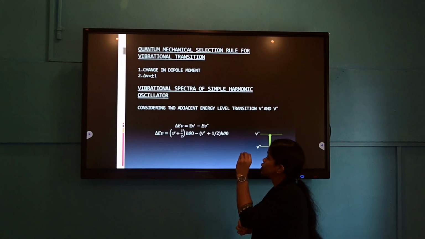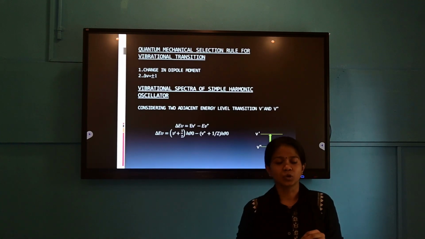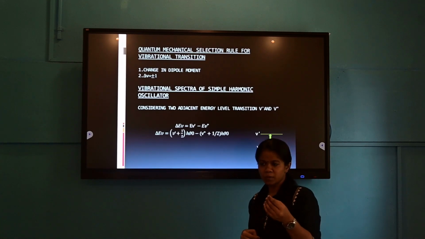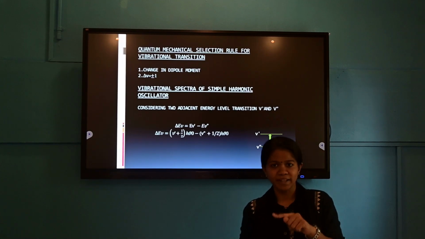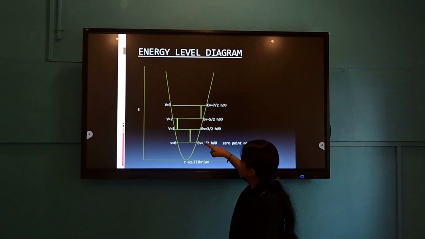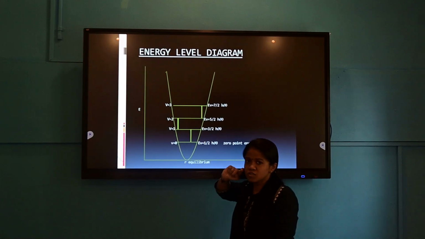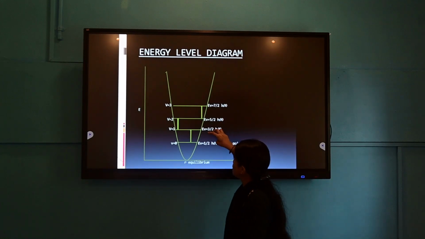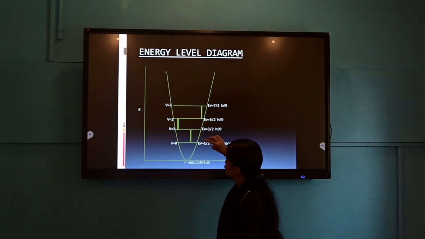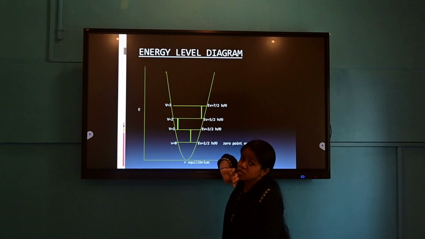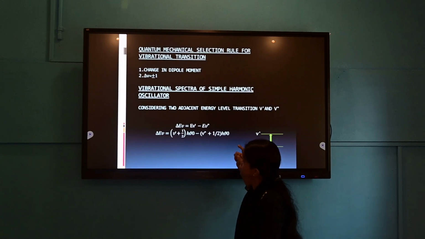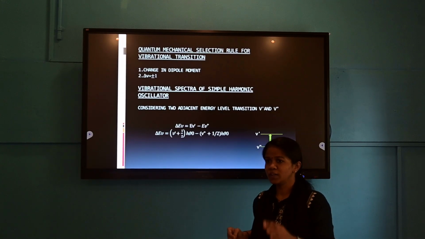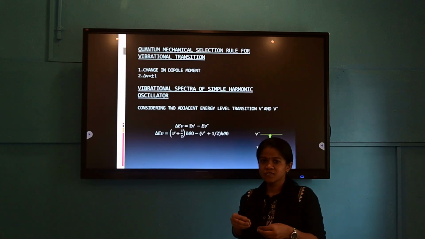For the specific rule for the vibrational transition, delta V is equal to plus or minus 1. This means the change in vibrational quantum number should be plus 1 or minus 1. That is, transitions between adjacent energy levels are the only ones allowed. So we can go from 1 to 2 or 1 to 0. The transition from 0 to 2 or 0 to 3 is not allowed. Only adjacent transitions are allowed. That is what the selection rule says. So delta V is equal to plus or minus 1. For plus 1 it is absorption, for minus 1 it is emission.